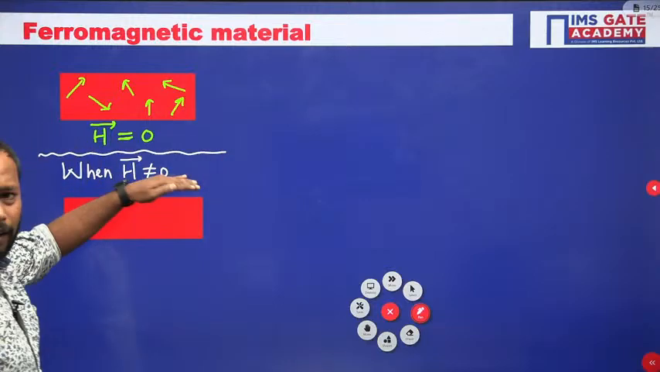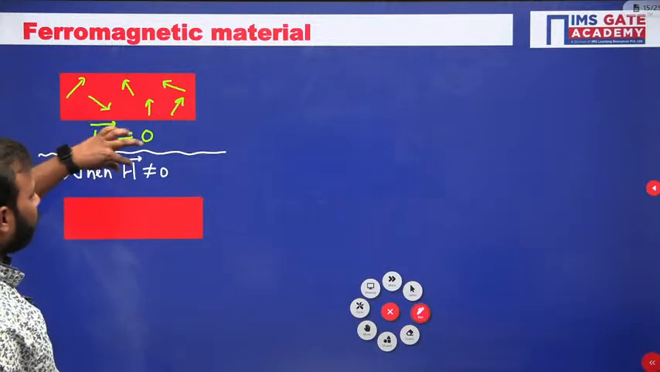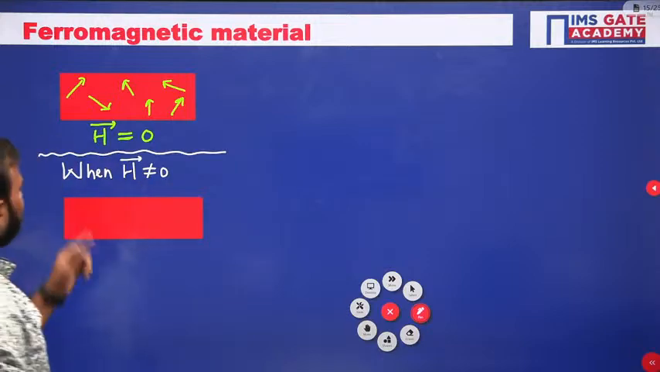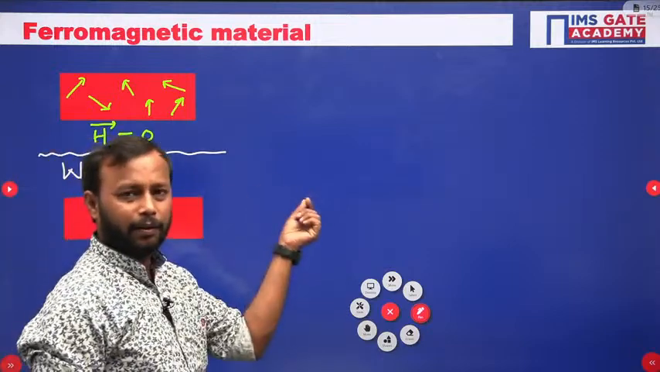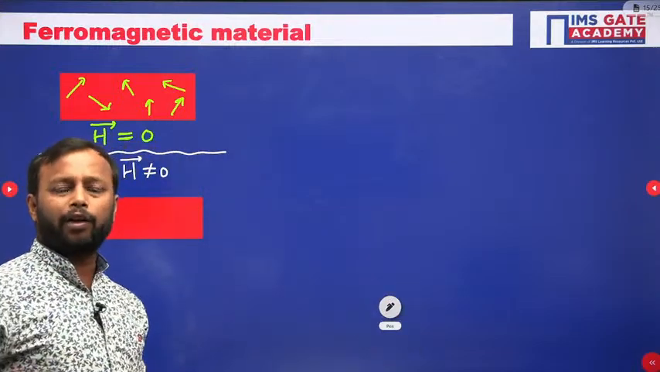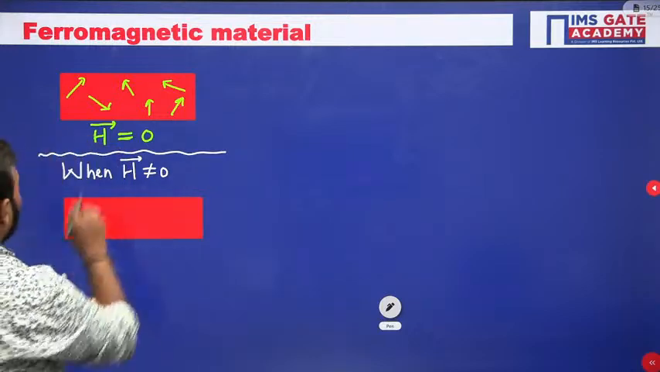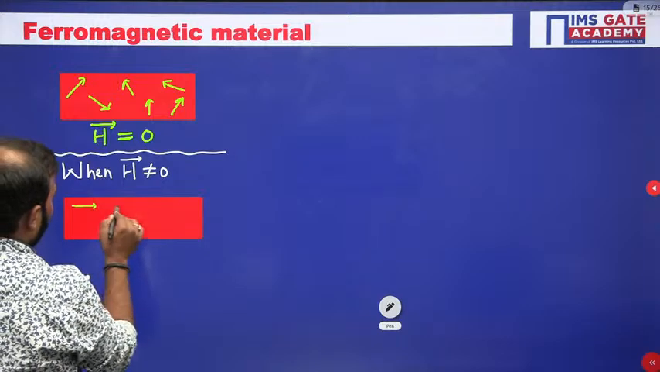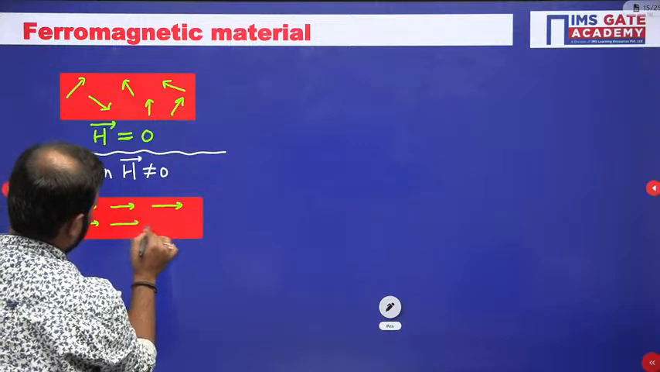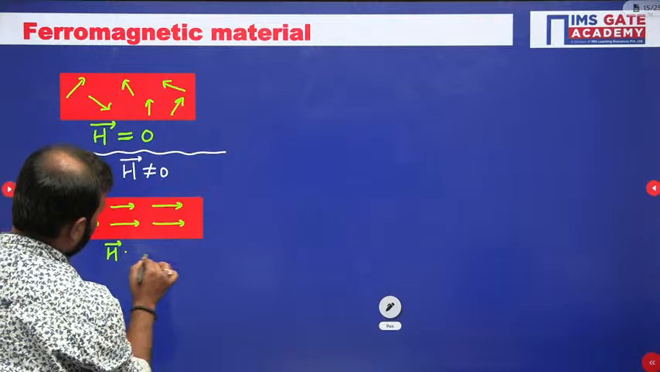Okay, so this is the second part. So do not get confused about which one was for H equal to 0 and which for H not equal to 0. This portion I am drawing for H not equal to 0. So see, the direction here we have applied is this. If you carry forward the concept that we discussed in the paramagnetic material, then we can say that your dipoles are going to align in the same direction like this, when H is in this direction.